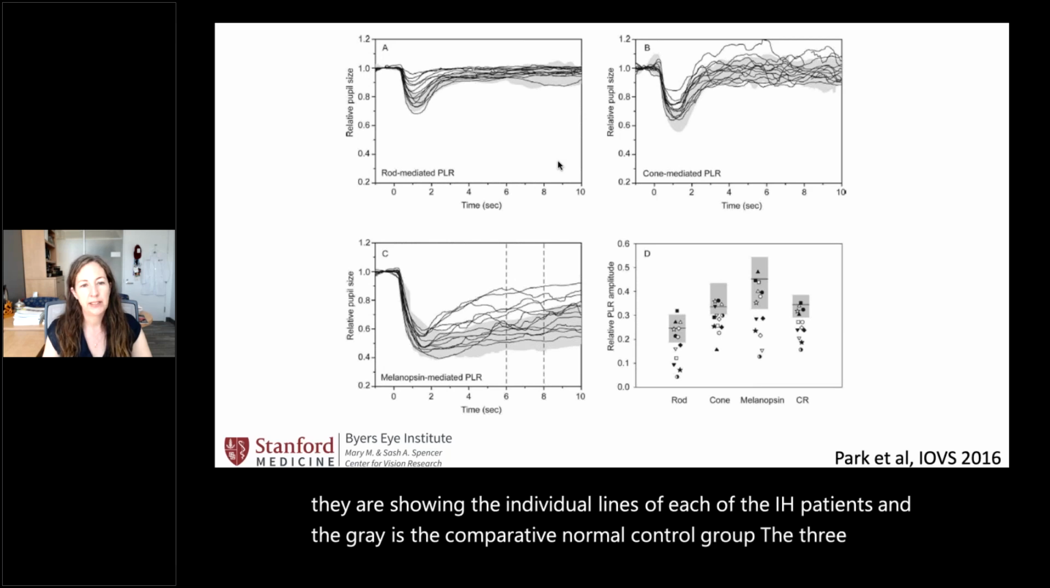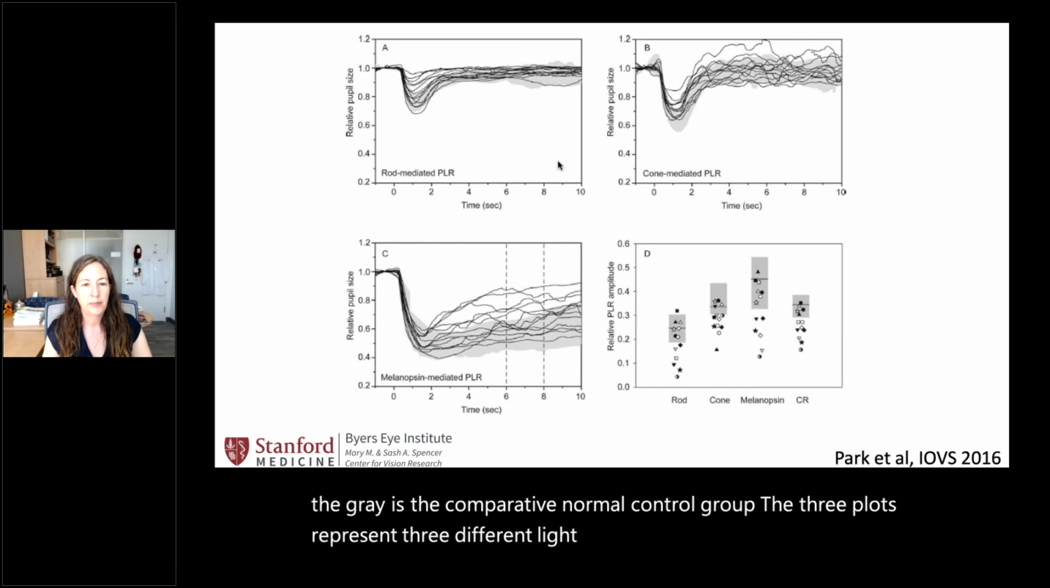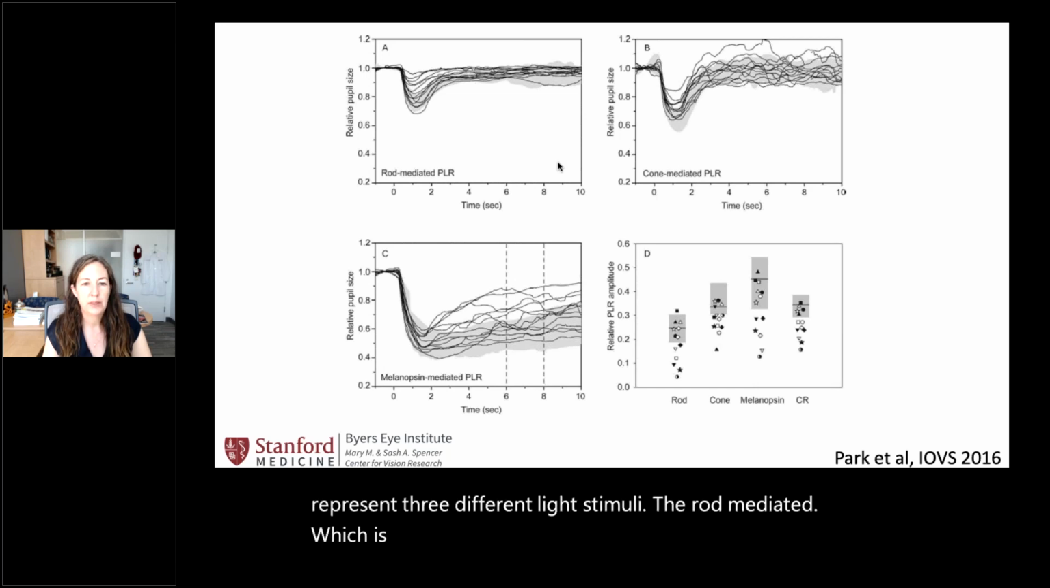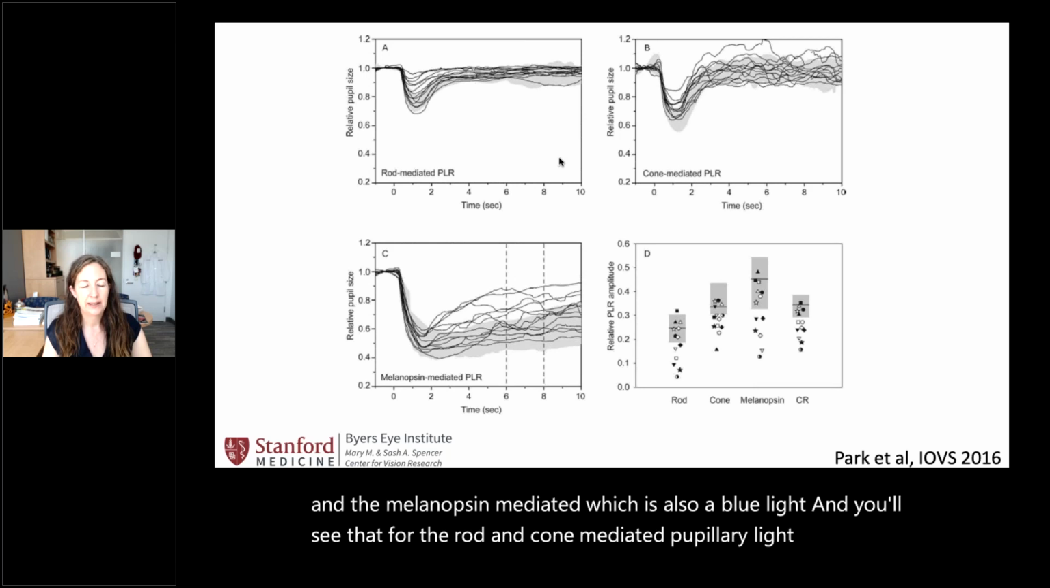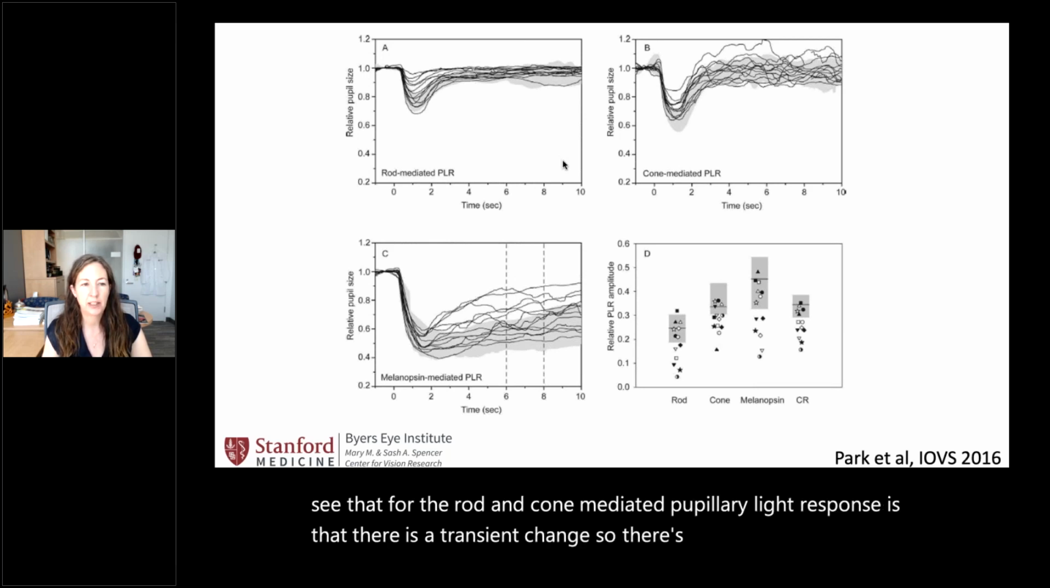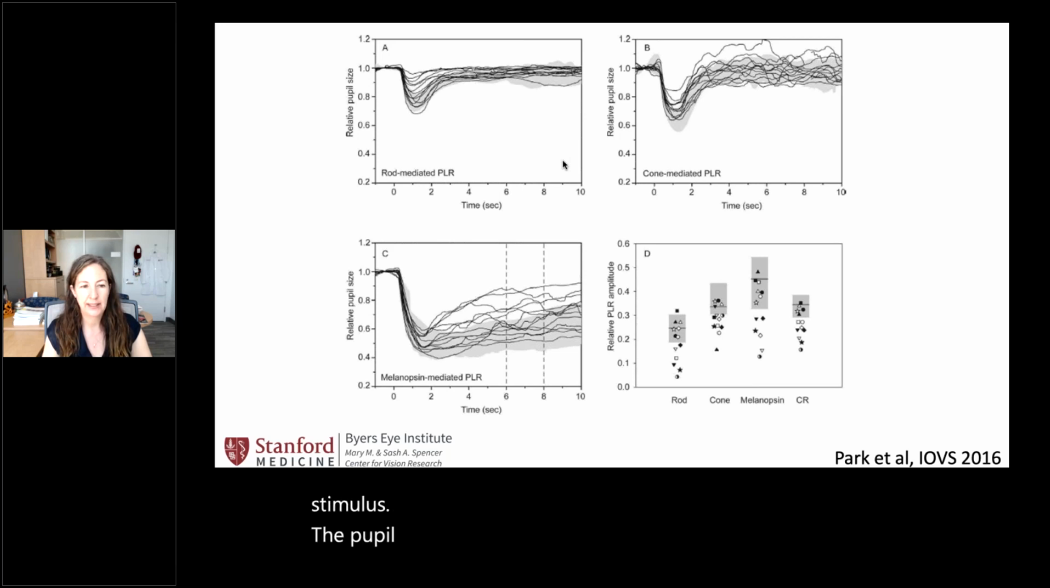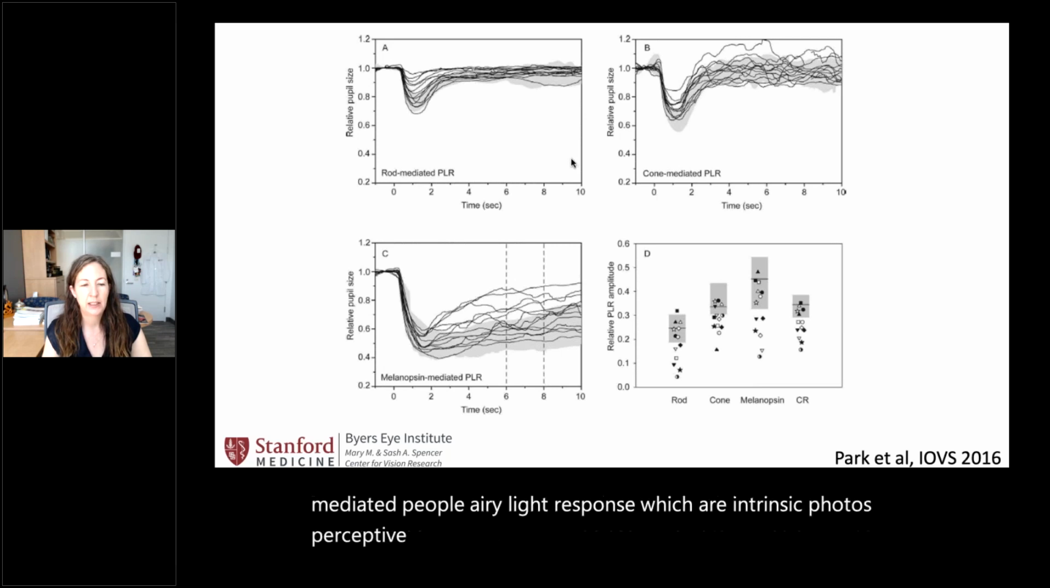The three plots represent three different light stimuli. The rod-mediated, which is a dim blue light, the cone-mediated, which is a red light, and the melanopsin-mediated, which is also a blue light. And you'll see that for the rod and cone-mediated pupillary light responses, there is a transient change. So there's a 1 second light stimulus, the pupil constricts, and then it dilates again. In the melanopsin-mediated pupillary light response, which is mediated by intrinsic photoreceptive ganglion cells, you can see that even though there's only a 1 second light stimulus, which does result in profound constriction, the recovery from that stimulus takes a very long time. And it's that delayed recovery between 6 and 8 seconds that we measure as the pupillary response, as opposed to the amplitude of the acute constriction for the other ones.